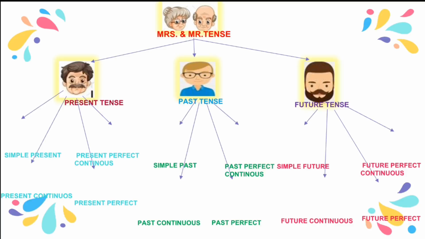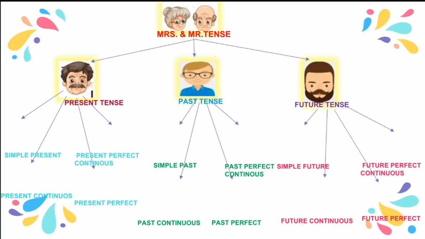So the first one's name is present tense, and the present tense is again divided into 4. So the present tense has 4 children. Let's see who they are.